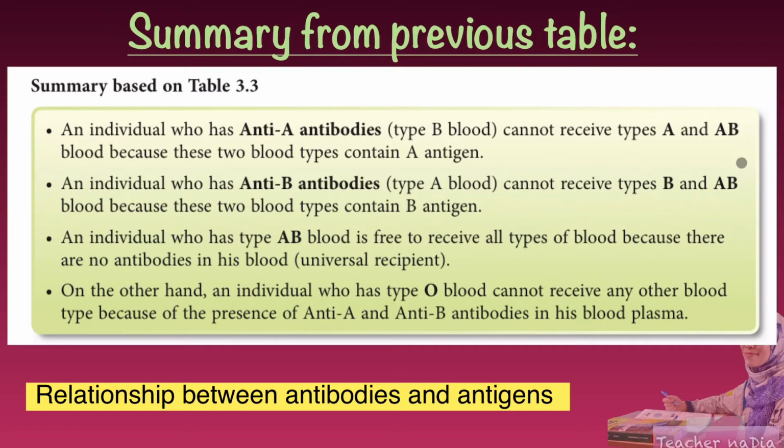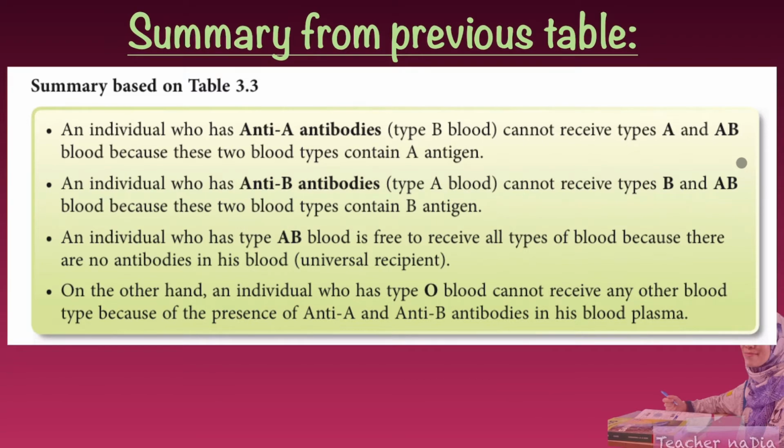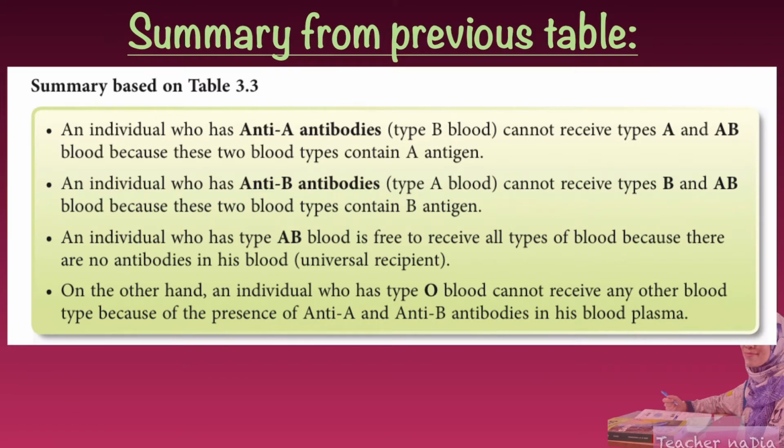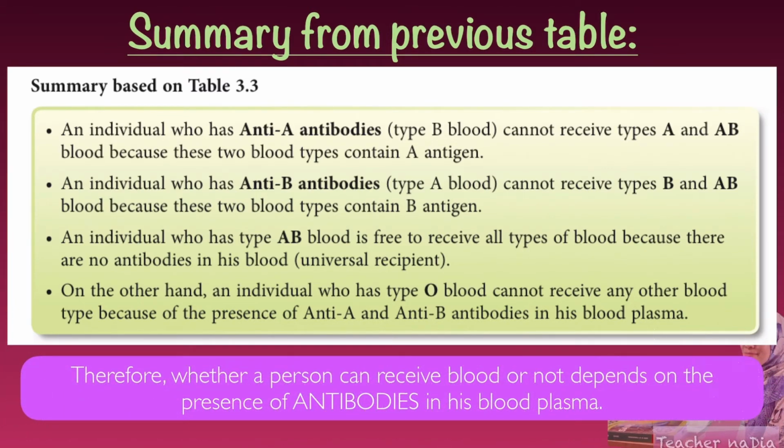Remember that an antigen with the same or the corresponding antibody will coagulate. For example, A antigen will coagulate with anti-A antibodies, and B antigen will coagulate with anti-B antibodies. Therefore, whether a person can receive blood or not depends on the presence of antibodies in his blood plasma.